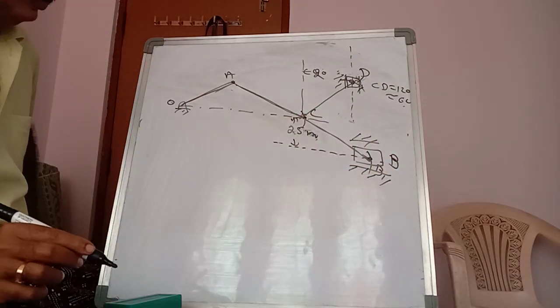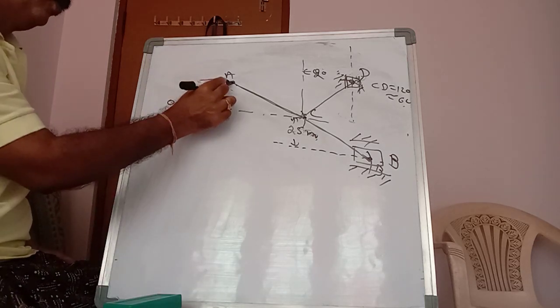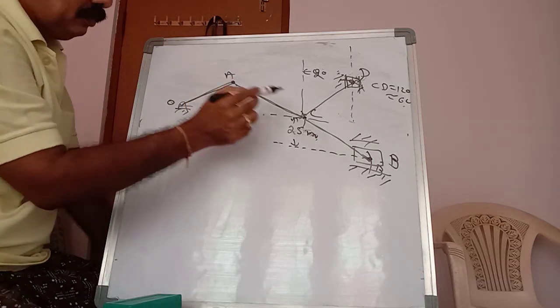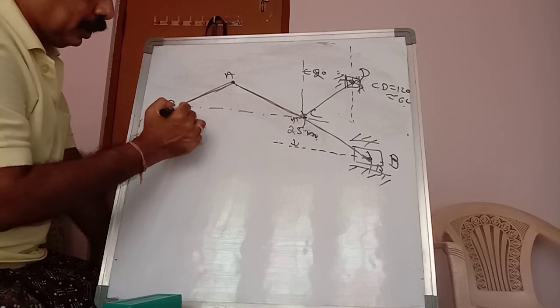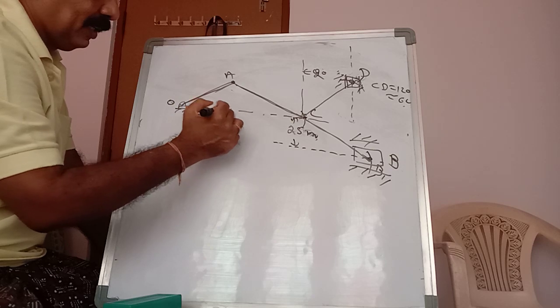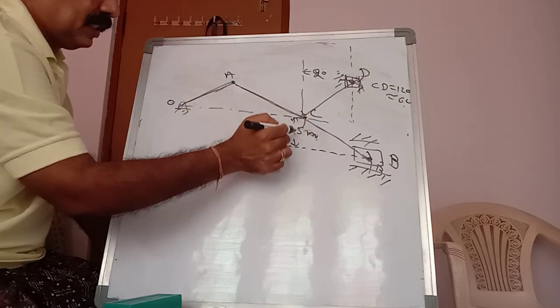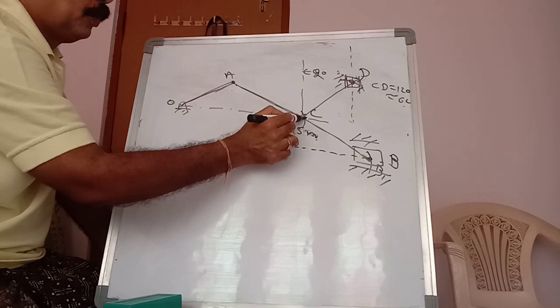So this is the procedure to draw the space diagram. First you have to draw crank OA and then AC. We know that O and C will be on the same horizontal line as per figure. So from O draw a horizontal line. A as center, 60 mm radius, draw an arc. You will get the point C.